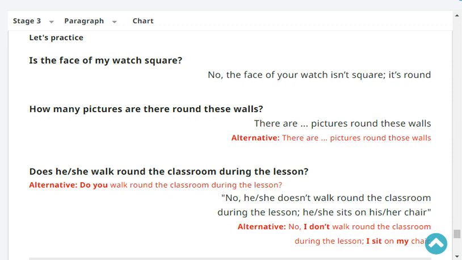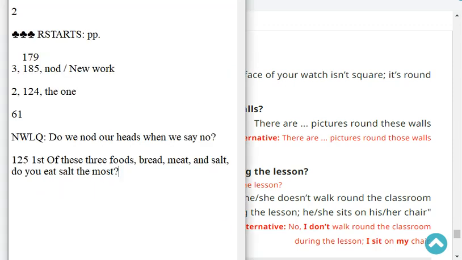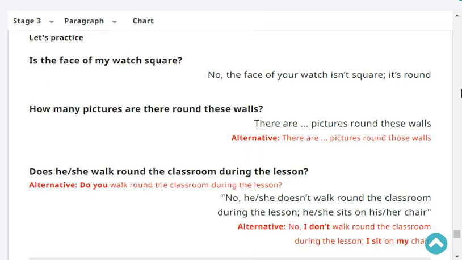How many pictures are there round these walls? There are two pictures round those walls. All right, very good.